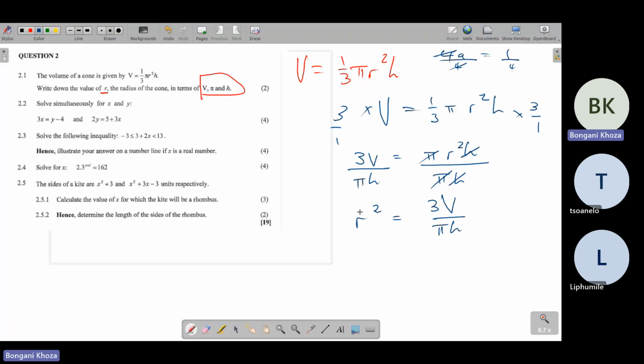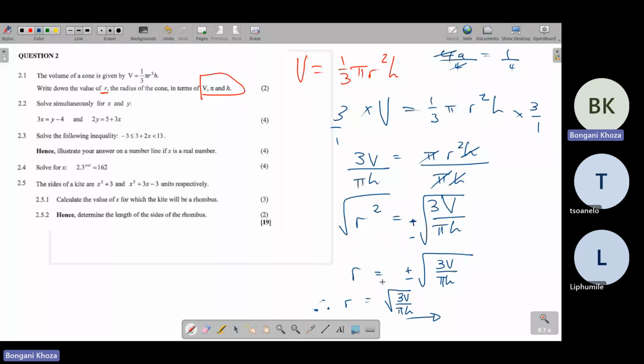And then you're searching for r, not r squared. So to get r, you just have to apply the square root, like that. But remember, whenever you apply the square root, there's always a plus minus value that comes with a square root on the other side. So this ends up being r equals plus minus the square root of 3V over pi h. But we will take the positive value of this since we cannot have a negative radius. So that means this will just be the square root of 3V over pi h, like that.